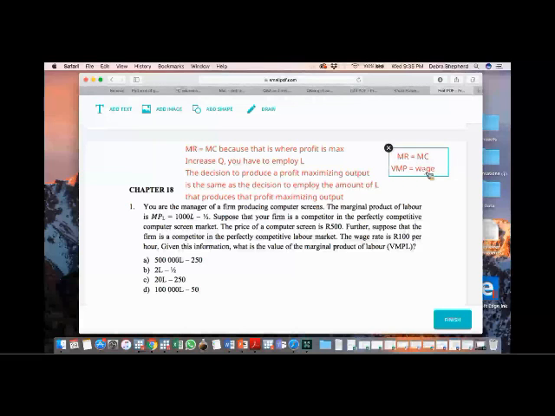The same applies to labor. When you make the decision to employ somebody, that person brings potential value to the firm in the form of revenue.